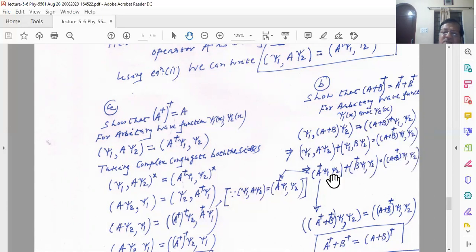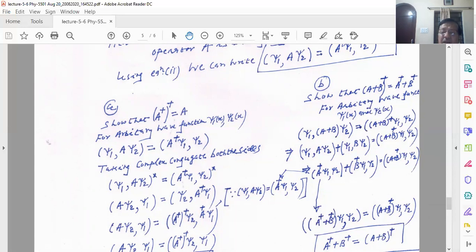So now I can combine these two terms, because this is A dagger psi 1, psi 2 plus B dagger psi 1, psi 2. This is A dagger operating on psi 1, this is B dagger operating on psi 1. So ultimately it is (A dagger plus B dagger) operating on psi 1, psi 2, equal to (A plus B) dagger operating on psi 1 and psi 2. And that's why ultimately you get a derivation that A dagger plus B dagger equals (A plus B) dagger.